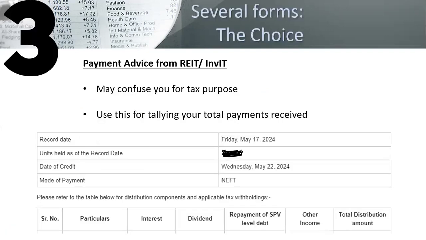Now, what are these? The Form 26AS, we all know, is about the TDS, but you also get something that is a payment advice from REITs. And it does have a little confusion for taxation purposes, but you should use this only for tallying your total payment. So for example, this is the kind of snapshot for advice that a REIT and InvIT would give you. It'll give you the advice with particulars as on columns and below.